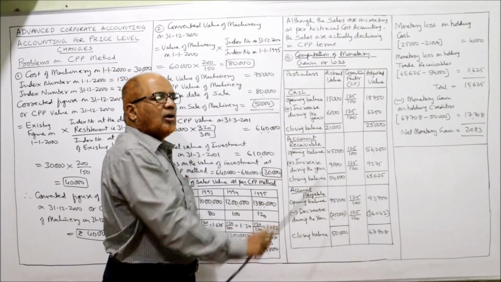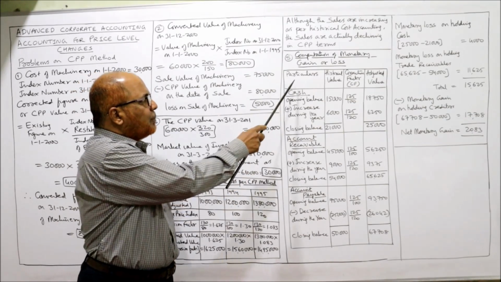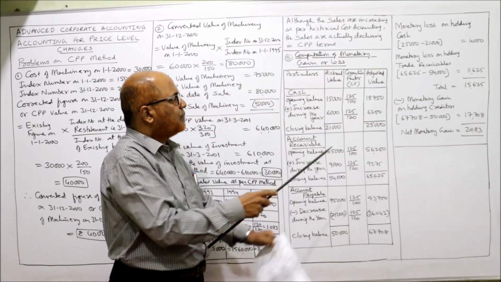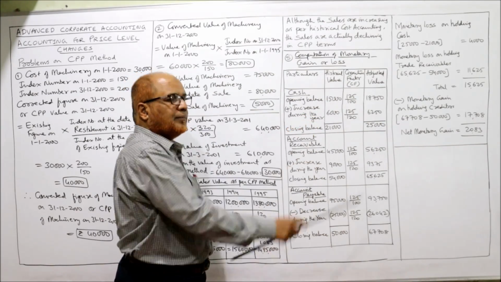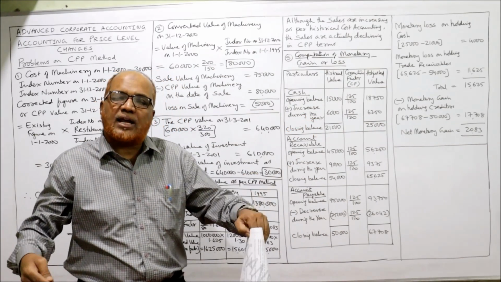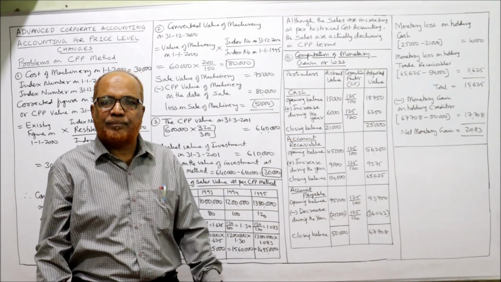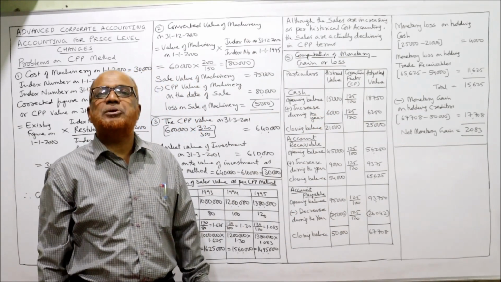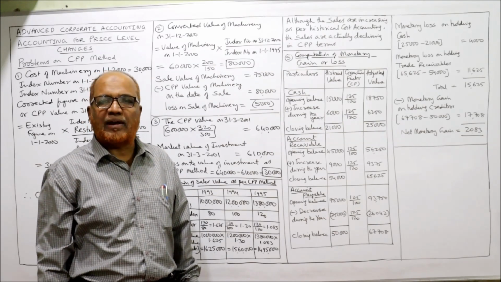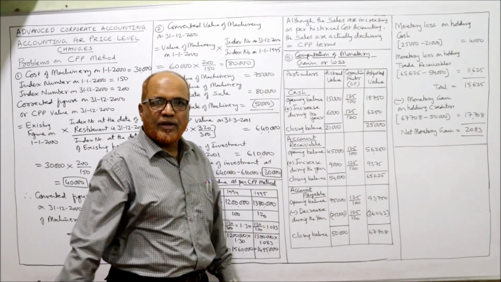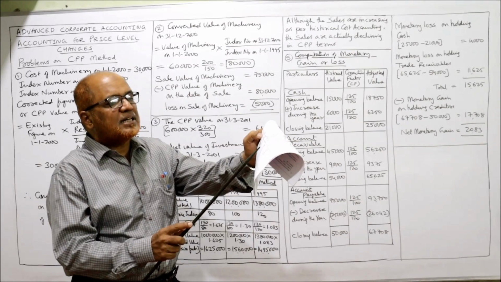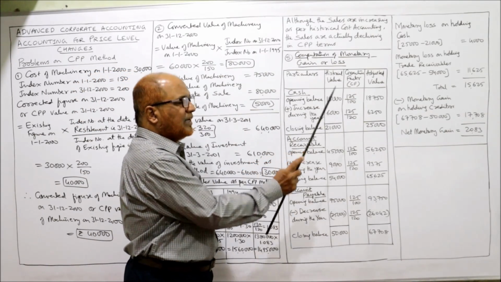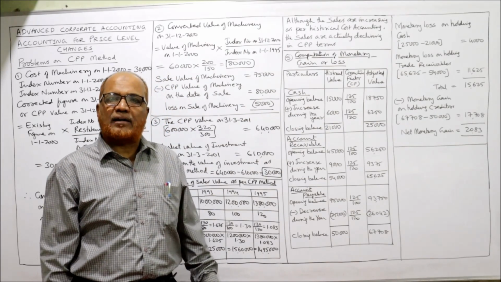Computation of monetary gain or loss. So I have opened the particulars column, historical value, which is given in the problem, and correction factor, conversion factor or correction factor, you can call it anything, right? Then adjusted value. Adjusted value is the CPP value. Now first of all, cash. The opening cash on 1st April 2009 is 15,000.